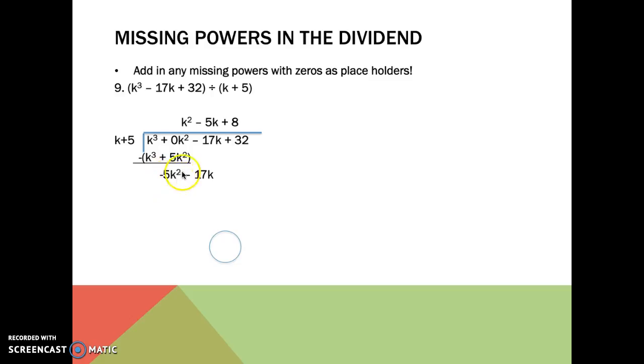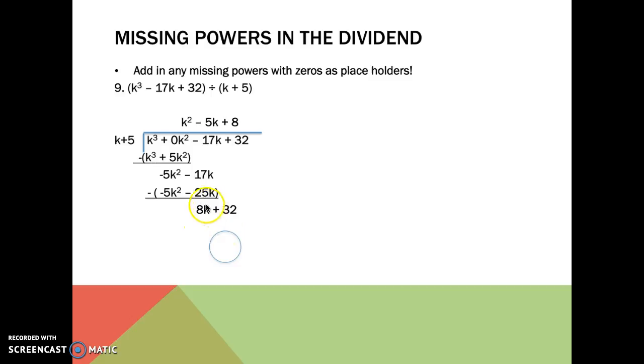I'm left with negative 5k squared. Bring down your negative 17. Next, I'm looking for something that when I multiply this k by, I'm going to get a negative 5k squared, so I can cancel that k squared out. In this case, it's going to be negative 5k. So negative 5k times k equals negative 5k squared. Negative 5k times positive 5 is going to equal negative 25k. Go ahead and subtract, and then you are left with 8k plus 32, because you bring down that 32. But we're not done.